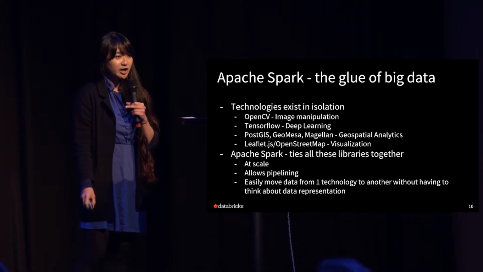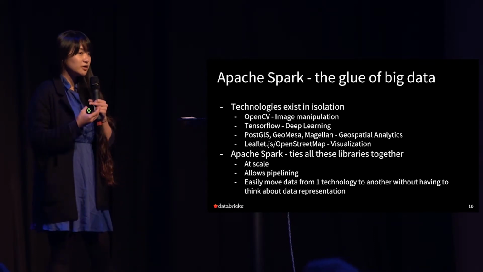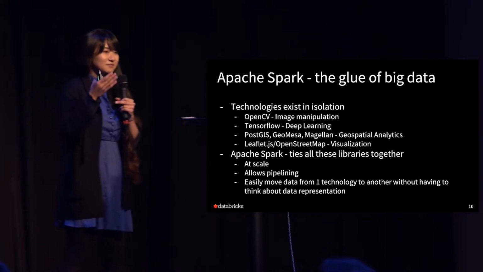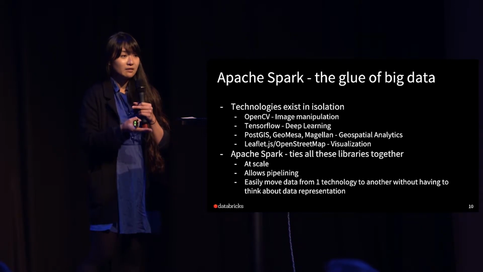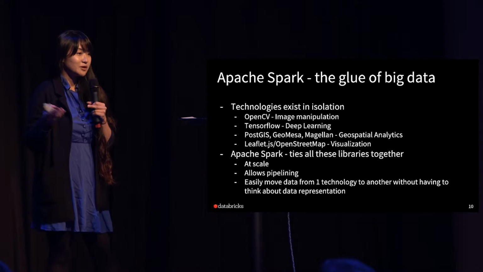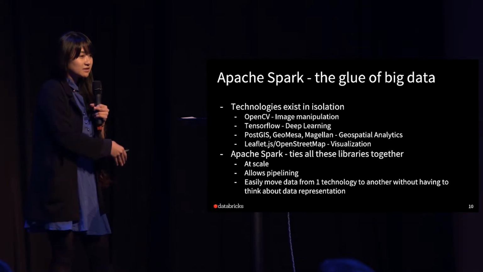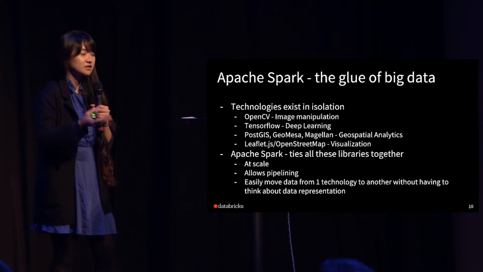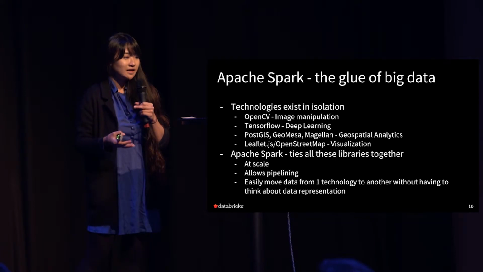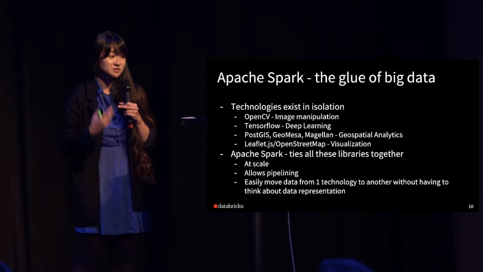So how does Spark help in this sense? Well, we see Spark as the glue of big data technologies that exist in isolation. So you might be using something like OpenCV or PIL for your image manipulation. There are a lot of other deep learning frameworks out there for your deep learning use cases. In my example, I'm using TensorFlow, but you might be using something like Keras or other packages out there like PyTorch. For geospatial analytics, again, PostGIS, GeoMesa, also Magellan, which is based on top of Spark.